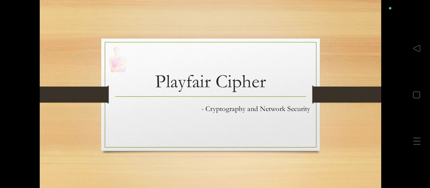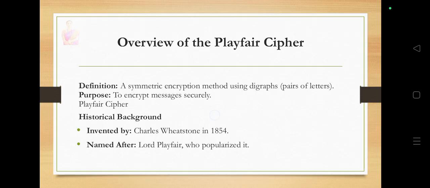In this session, we are going to see about the Playfair Cipher, which is one of the topics under cryptography and network security. First is the overview of the Playfair Cipher. The Playfair Cipher comes under the substitution technique. So what is the substitution technique?